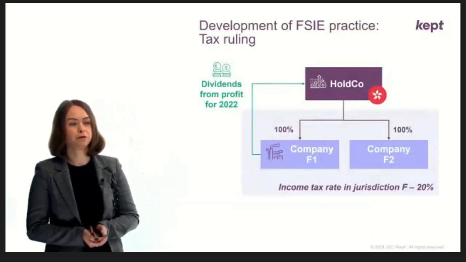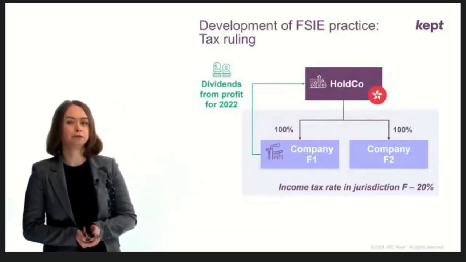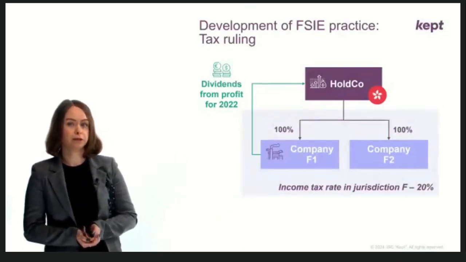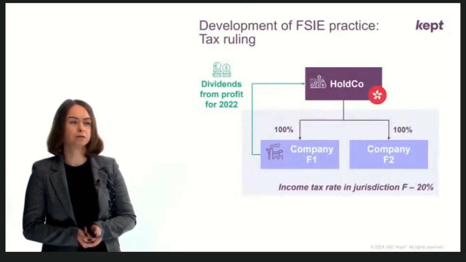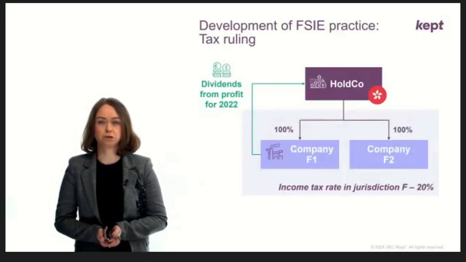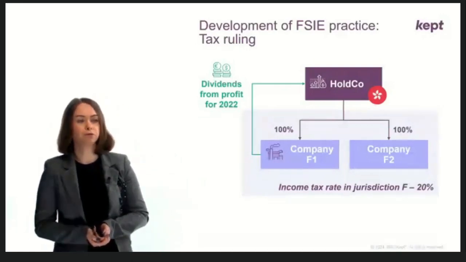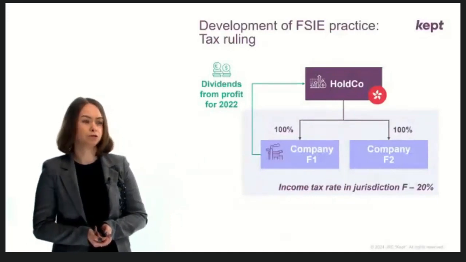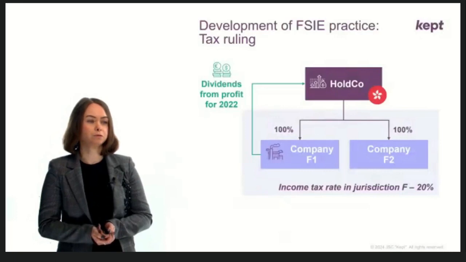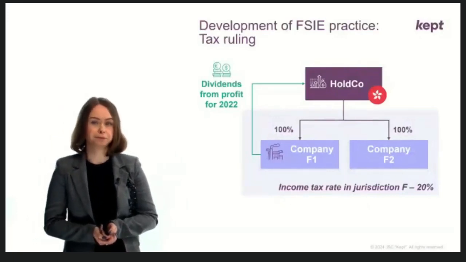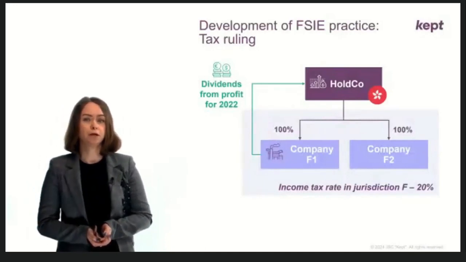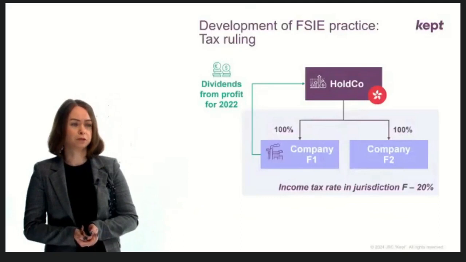In the specified arrangement in the ruling, Company F1 plans to distribute a dividend to its holding company in 2023 out of its retained earnings as of the 31st of December 2022. The dividend will be paid to the bank account of the holding company in jurisdiction X. Then the funds will be transmitted to company F for further investment into the share capital of this company. In the arrangement, it is explicitly stated that the dividend will not be used to satisfy any debt incurred in respect of the business carried out by the holding company in Hong Kong.